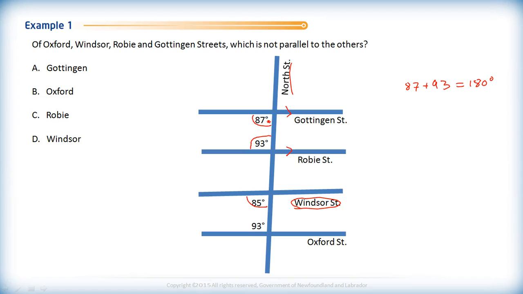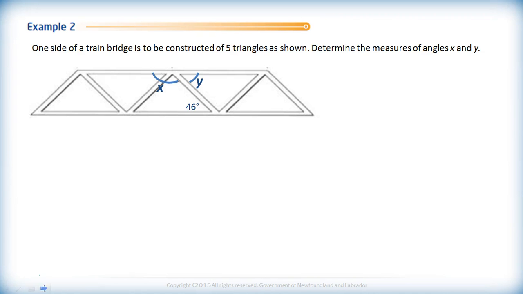see it. And I can also see that Oxford Street has a 93 degree angle here, and that corresponds to this angle. So Oxford and Roby are parallel, so by transitivity those three are all parallel. The one that's the odd street out here is Windsor Street. Sorry, Windsor Street. All right.